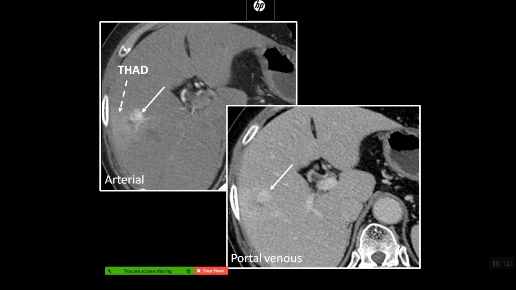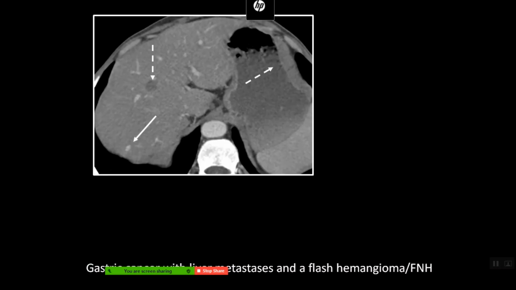see a THAD. Okay. But yeah, when you see these lesions in a non-cirrhotic liver, don't worry. You can call them benign. You can say they are either flash filling hemangiomas or FNH, and that's it. They're benign. Yeah. So here is, for example, a patient of gastric cancer, right?